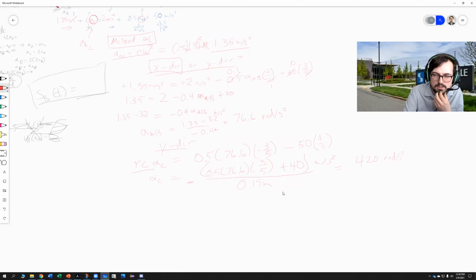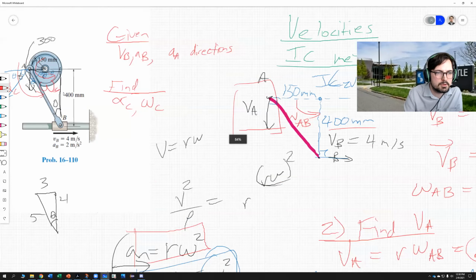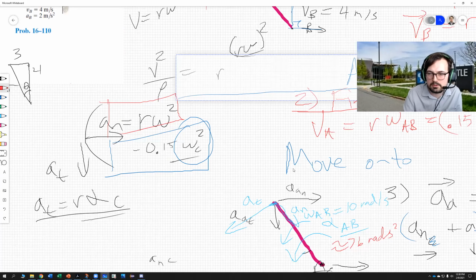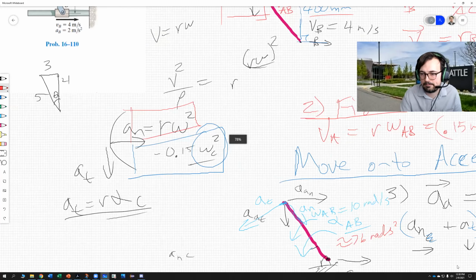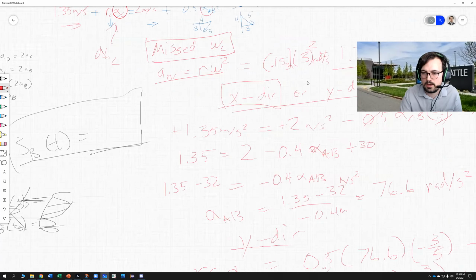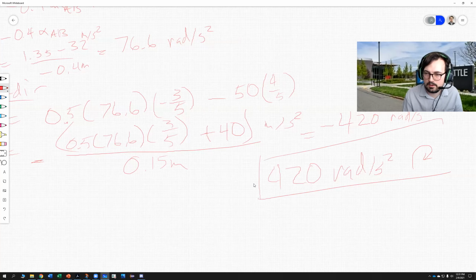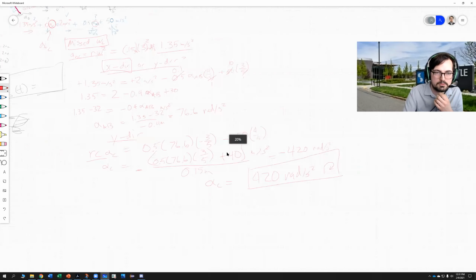This thing is accelerating, and this was negative. So remember, that means it's opposite to what we guessed. We assumed it was accelerating in the same direction that it's rotating. We actually got this backwards. So it's not counterclockwise like we drew. It's actually clockwise, shocking everyone to their core. There is alpha C. Now we were asked specifically with this problem to find alpha C.